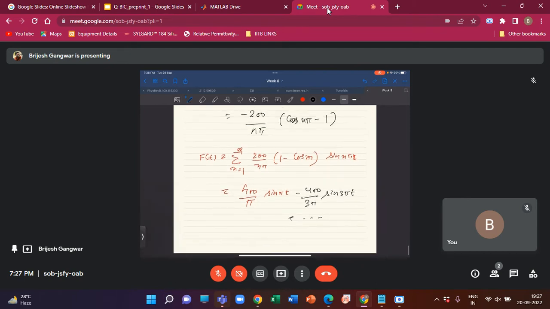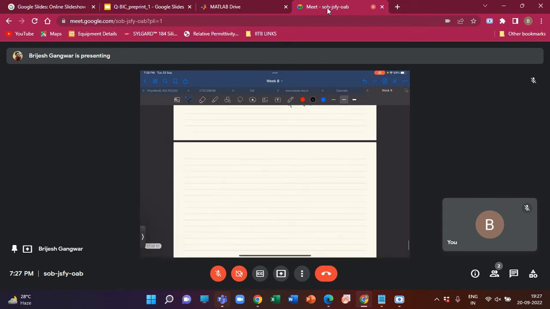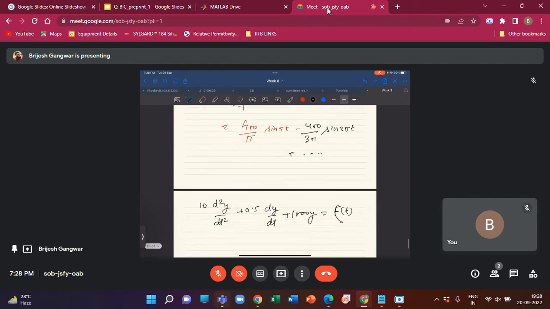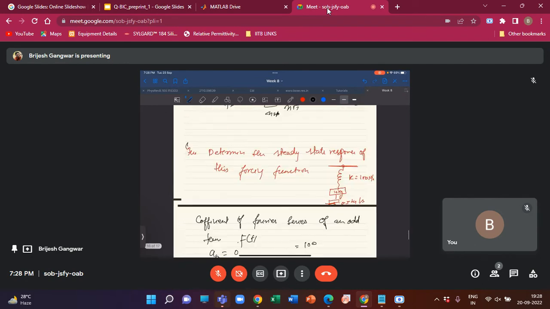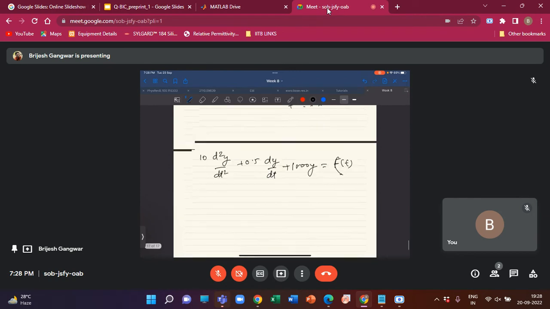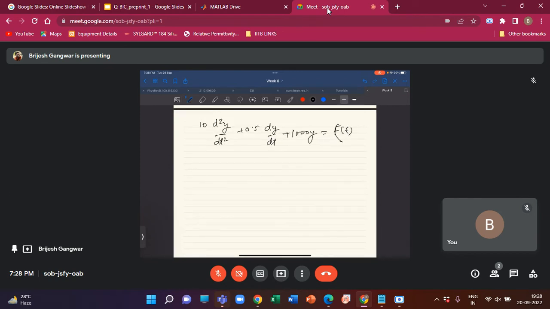So the differential equation, if you get from here, is 10 d²y/dt² plus 0.5 dy/dt plus 1000 y will be equal to this function f(t). Actually, this differential equation we can get from this figure, as you have studied in first order differential equations.